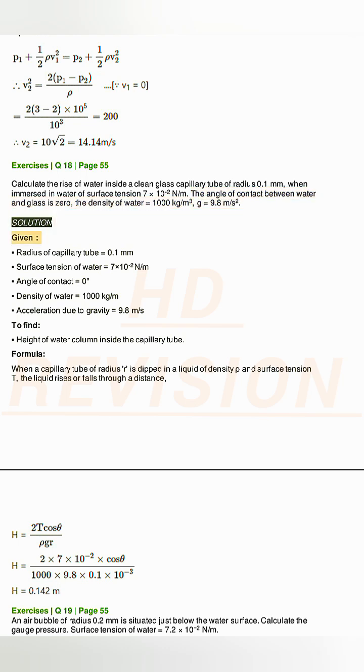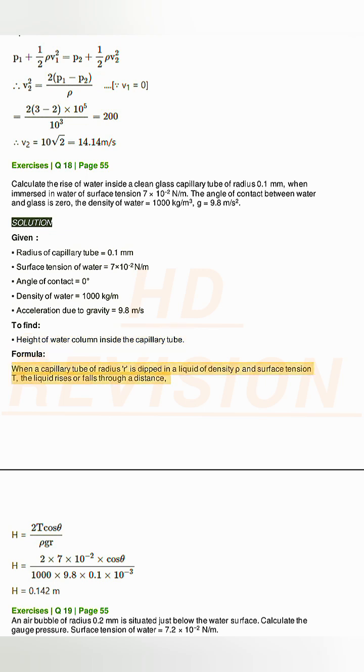Solution. Given: radius of capillary tube equals 0.1 millimeters. Surface tension of water equals 7 times 10^-2 N per meter. Angle of contact equals 0 degrees. Density of water equals 1000 kg per cubic meter. Acceleration due to gravity equals 9.8 meters per second squared. To find: height of water column inside the capillary tube.